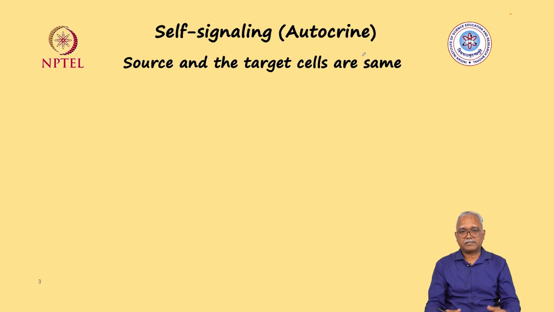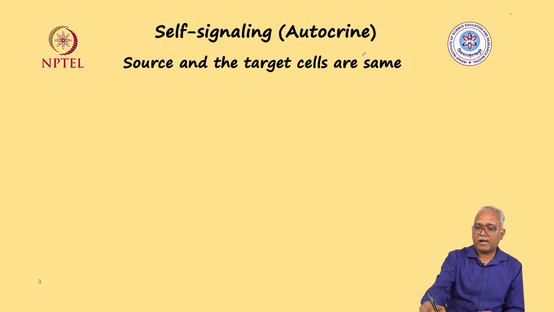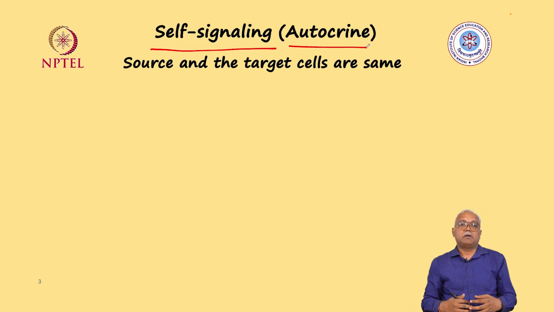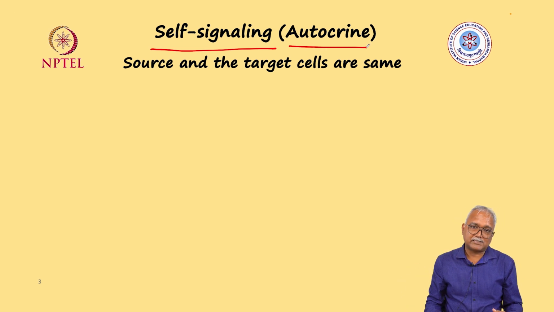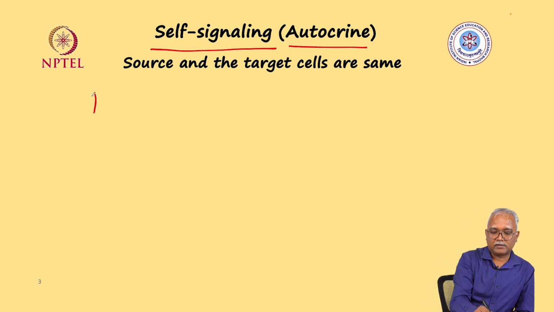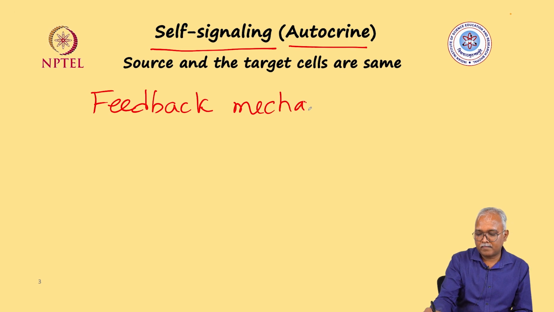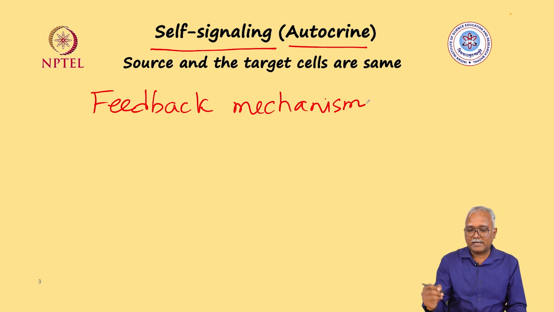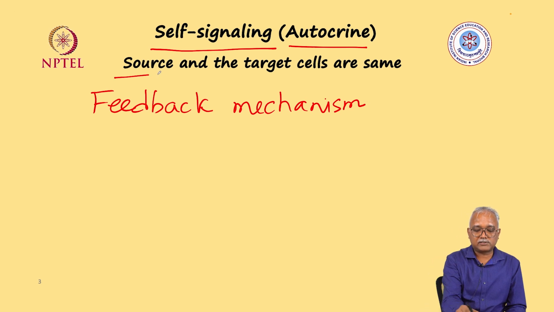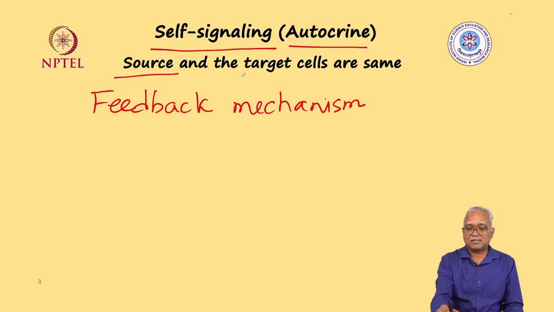The other type of signaling, which we can understand particularly for the cells involved in the process of secretion, is self-signaling or autocrine, which means that the secretion produced by the cells works on themselves, and sometimes they work through a feedback mechanism. So in autocrine or self-signaling, the source cell is the same as the target cell.